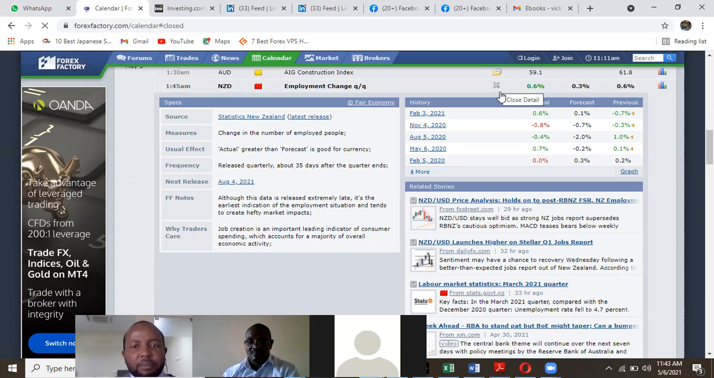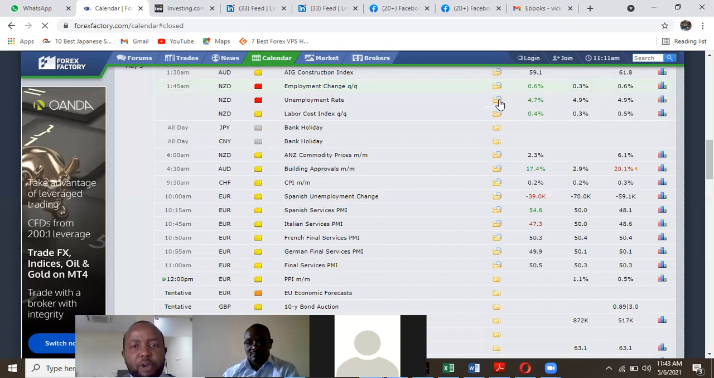Let me show you another one. This is the employment rate, which shows how many people are not employed. All you need to do is click on this. This is just one example I'm showing you on the jobs report. These ones, especially in the first week of the month, are usually very, very volatile.